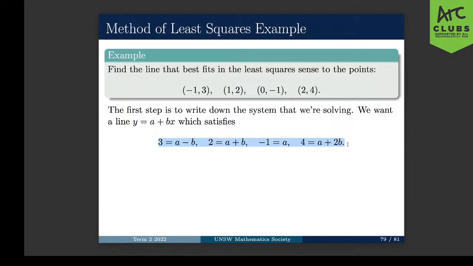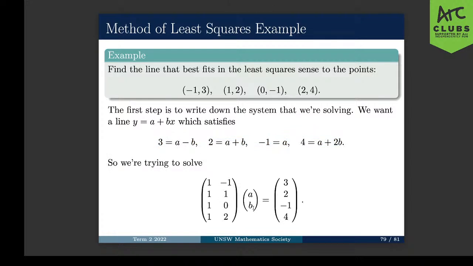If we represent all of these conditions, we can rewrite it as this matrix equation, in matrix-vector form. So A minus B equals 3, that's the first one here. A plus B equals 2, -1 is A, and A plus 2B is 4. And the line that best fits in the least squares sense is really just the least squares solution to this overdetermined system here.